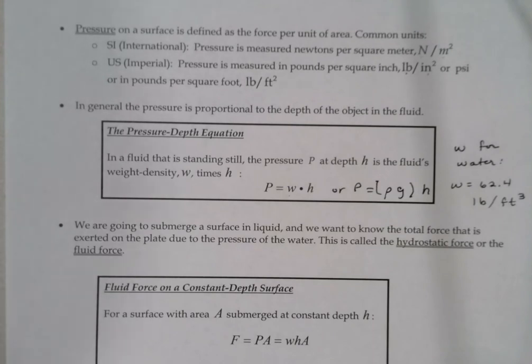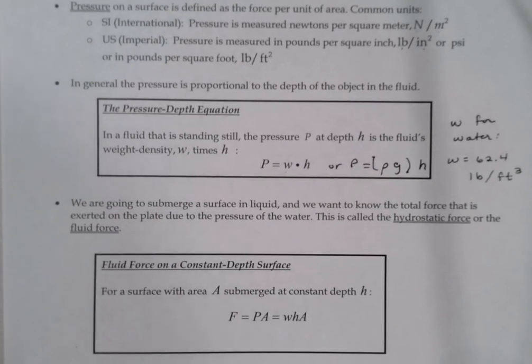All right, so we're going to submerge a surface in liquid, and we want to know the total force that's exerted on that surface, that plate, due to the pressure of the water. This is known as the hydrostatic force, or sometimes just the fluid force. And here's how we calculate it. For a surface with area A that is submerged at a constant depth h, the hydrostatic force is the pressure times the area.